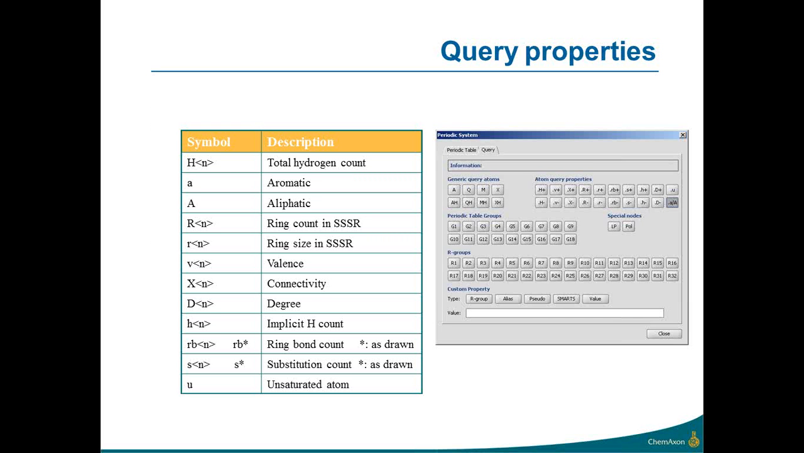More than that, you have some other atom query properties. You can assign if a chain will terminate in an aromatic or aliphatic mode. You can assign the ring count and the ring size. You can assign the valences, the ring bonds count and substitution count. So many query capabilities are available in the advanced panel of our tools.